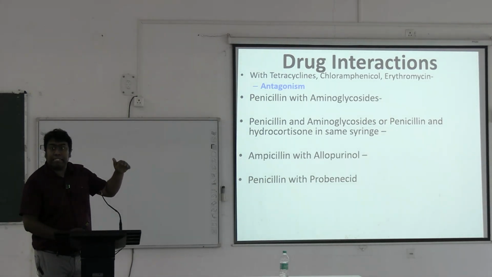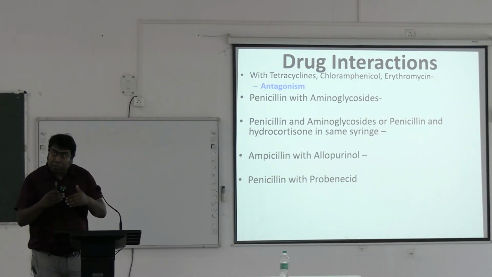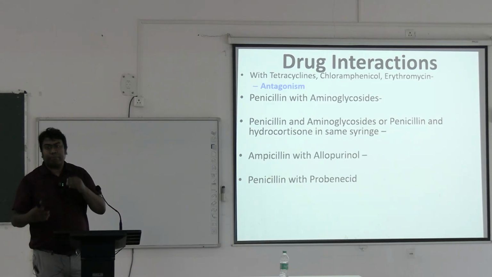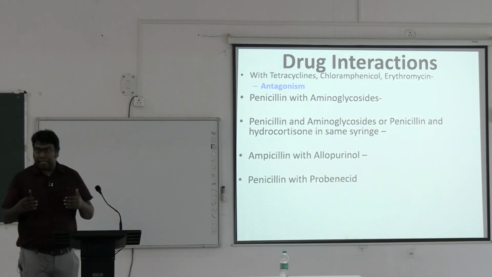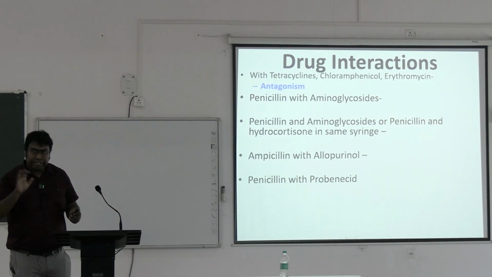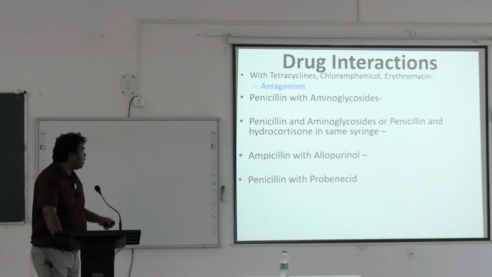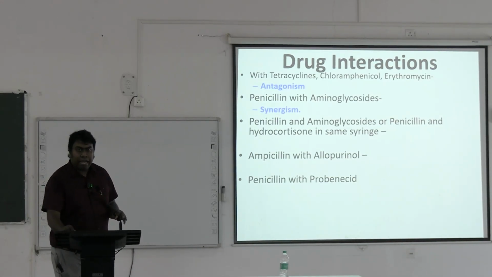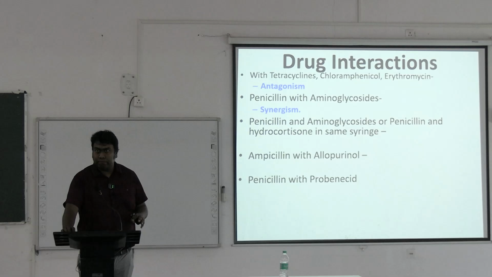Tetracycline, chloramphenicol, they are static. If they are static, then multiplication will be less. And penicillin primarily acts, or is more lethal, if there is multiplication. If there is a static drug, it is antagonizing the action of penicillin. Similarly, aminoglycoside, they are synergistic. Why? They help to open up these porins.